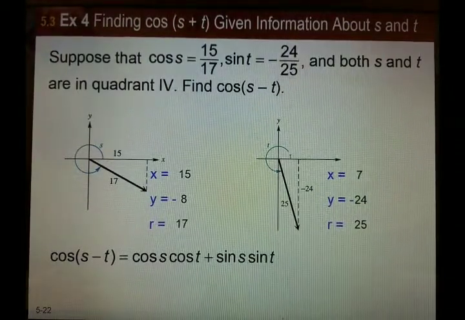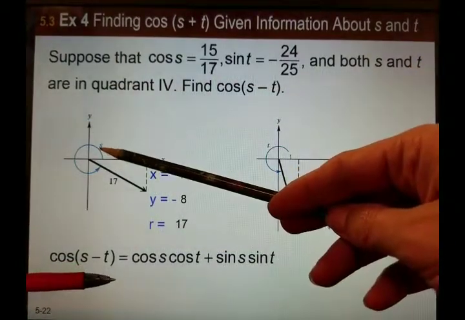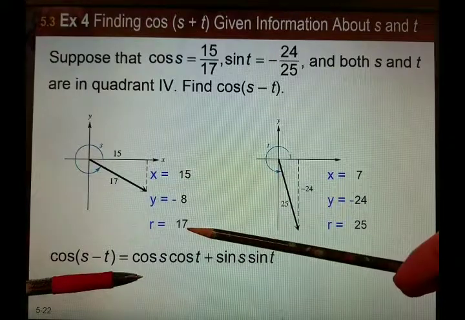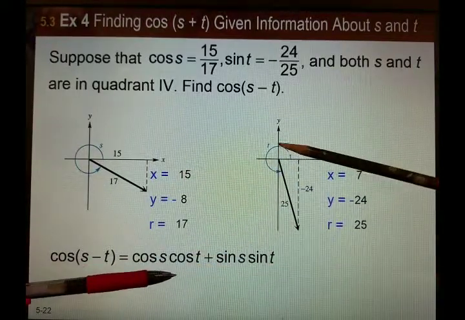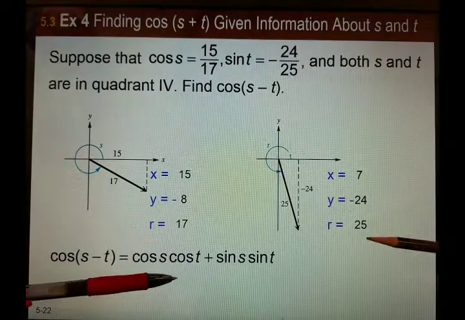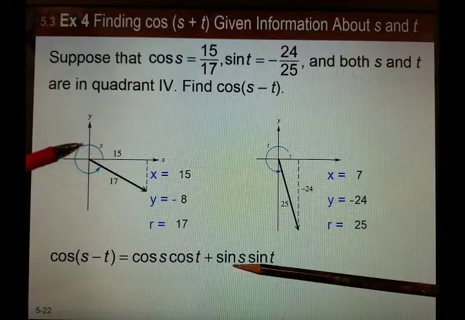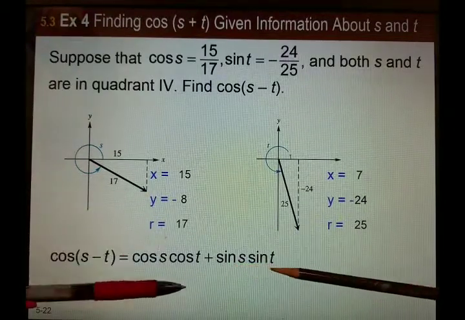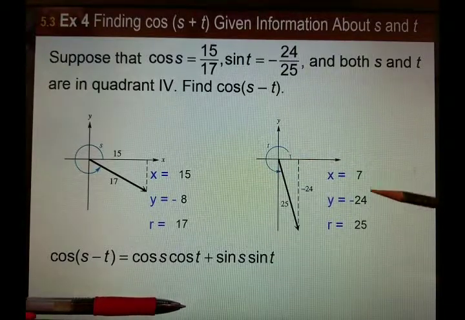Now, the cosine of s, so first off, this is the picture for angle s. The cosine would be the x over the r, so that would be 15 over 17. The cosine of angle t, now I have to come over here to angle t. The cosine again would be x over r, so 7 over 25. The sine of angle s, go back to angle s, and that's y over r, negative 8 over 17. And then the sine of angle t, come back to angle t again, and the sine would be y over r.